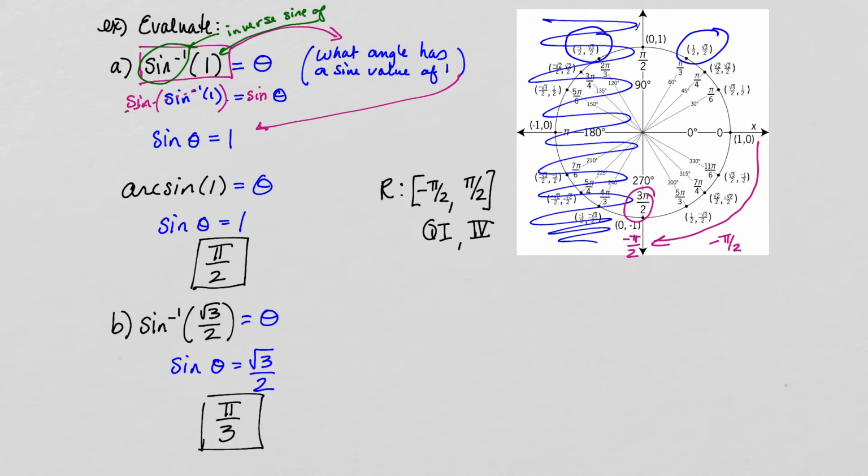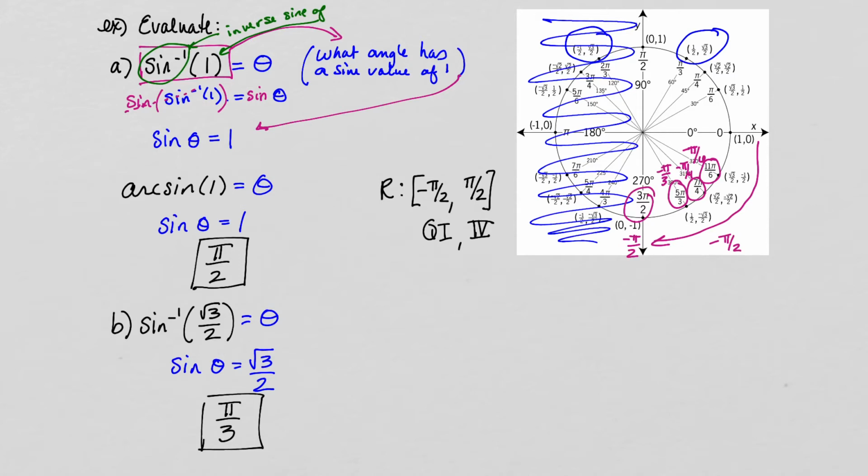So 5 pi over 3 is the same as minus pi over 3. 7 pi over 4 is the same as minus pi over 4. 11 pi over 6 is the same as minus pi over 6. So when we give answers in the fourth quadrant, when we're dealing with inverse functions, this is the only time, fourth quadrant problems, inverse functions, you have to write the answer as a negative angle.